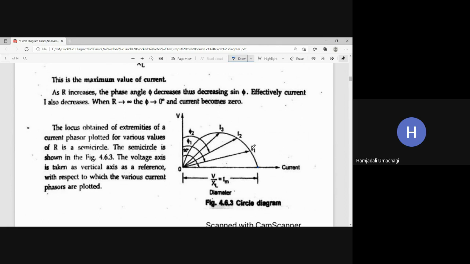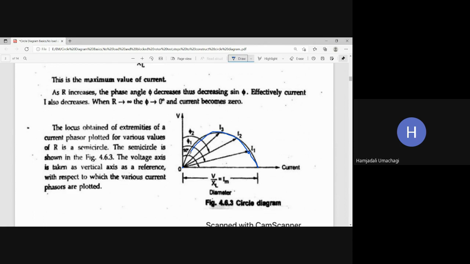Further, if I increase the resistance, the power factor angle changes from phi 1 to phi 2, then current once again changes from I1 to I2. Likewise, if we keep on increasing the resistance, the power factor angle keeps on decreasing. At one point the current comes to zero, where resistance is very, very high, infinity, and the power factor angle phi is zero. Sine 0 is 0, so proportionally the current phasor has traveled from one end to the other end.